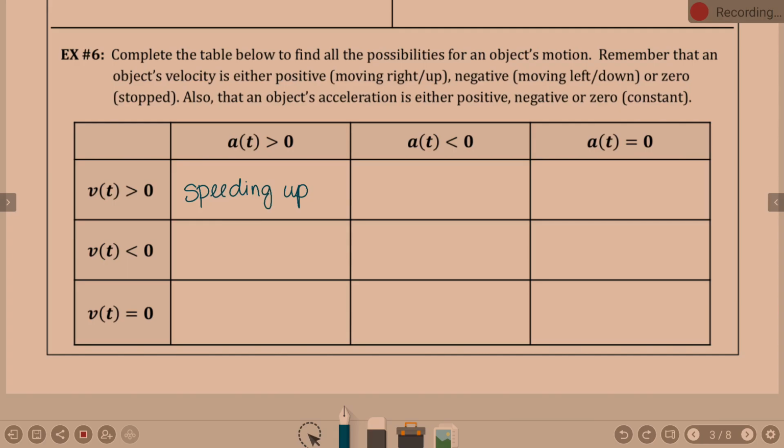What about when velocity is greater than 0 but acceleration is less than 0? Slowing down. What about when velocity is greater than 0 but acceleration is 0? Cruising. So constant. The acceleration is constant, and velocity is moving to the right.